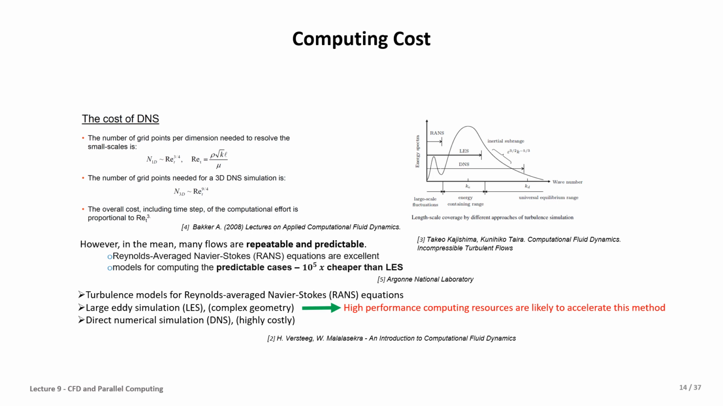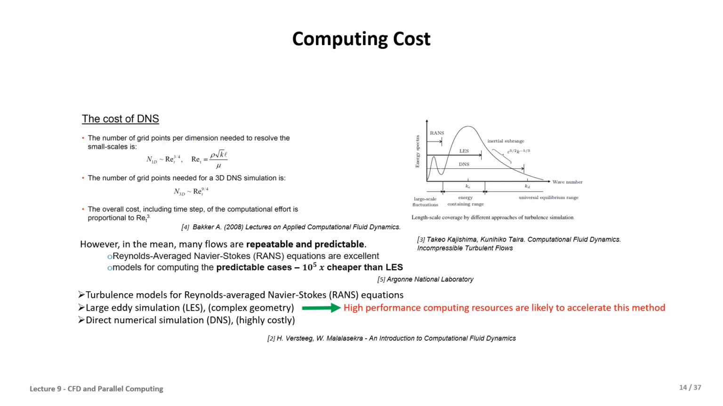And we can see the length scale coverage by different approaches of the turbulence simulation. Indeed, RANS is only working on the large scale of the fluctuation. LES has a bigger range, which is covering the energy containing range. And when we look at the DNS, it also covers the inertial subrange, and it will also be available in the universal equilibrium range.